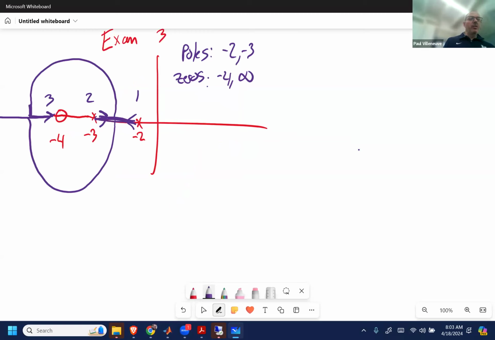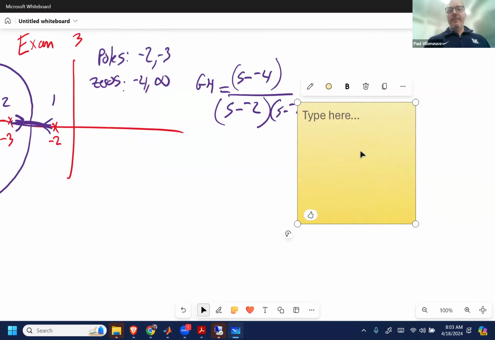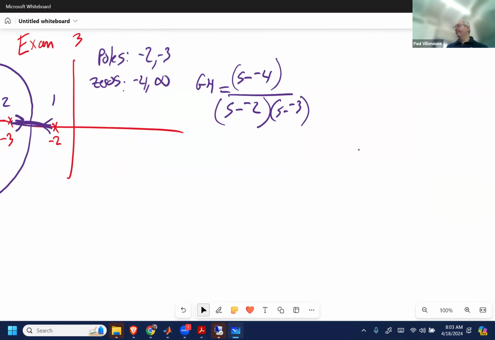So my open loop transfer function, GH, is going to be equal to S minus the zeros all over S minus the poles. And since I have 2 of them, that's it. That's all that you needed to do number 1. Didn't even need the root locus. You really just needed the pole-zero map. Questions on that? Because that's all you needed to do for number 1.